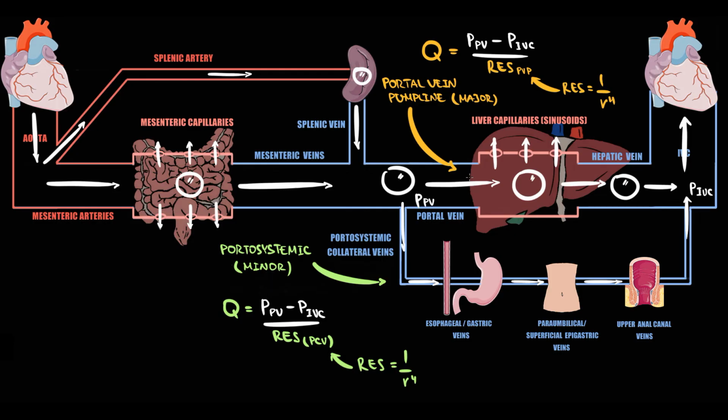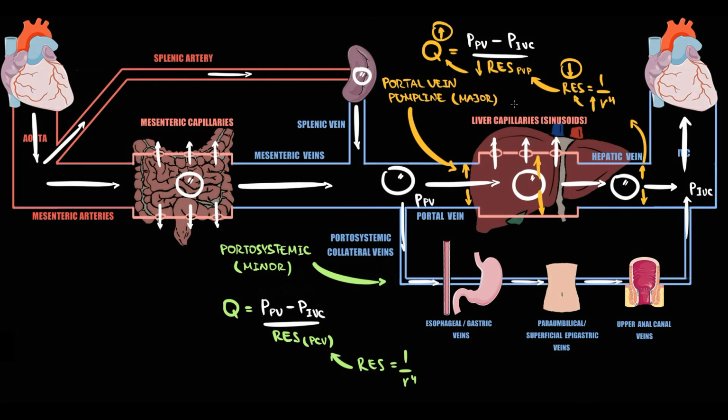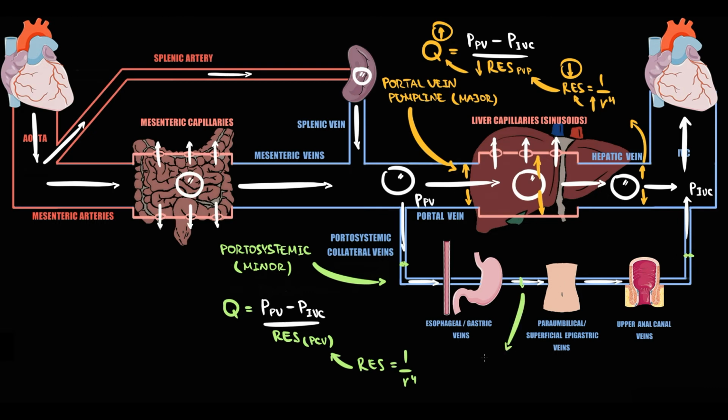So the concept here is that the major reason why we use the portal vein pipeline as the major pathway is that the vessels that compose it have huge radius. Huge radius gives them low resistance. Low resistance creates a greater flow. In contrast to the portal vein pipeline, portosystemic collateral vessels have very small radius. Small radius gives them a high resistance. High resistance creates a low flow.